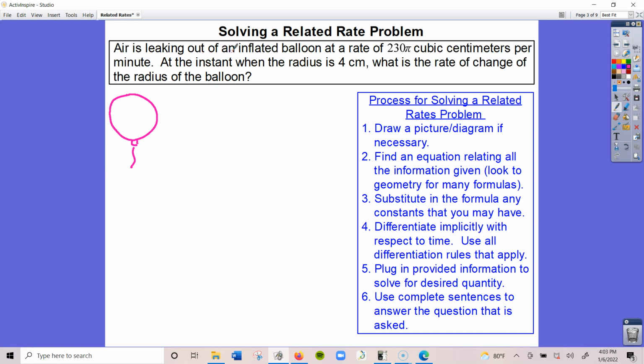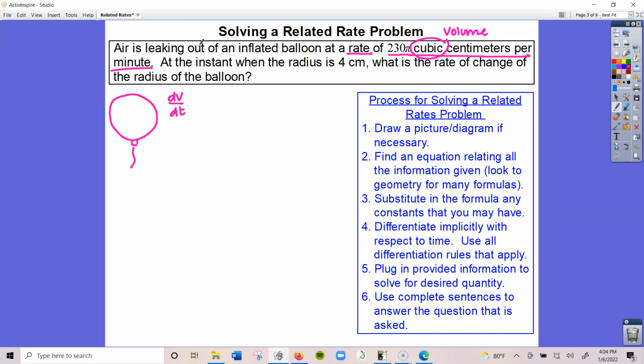Air is leaking out, and first of all, notice the word rate. And we have 230 pi cubic centimeters per minute. Whenever you see the word cubic, that implies volume. The only time your units of measurement are cubed is for volume, and if your units are squared, that's area. So since this is a rate, and this 230 pi represents volume, that means I am given dV/dt.